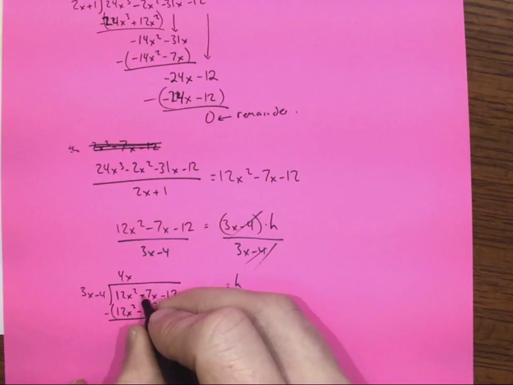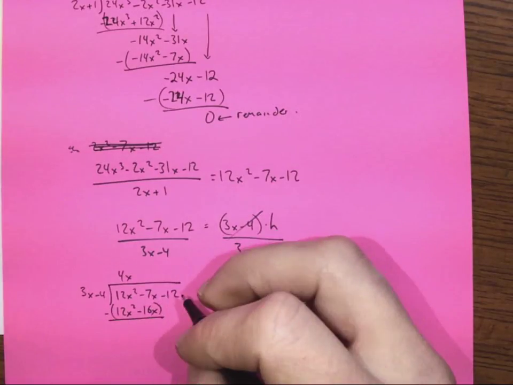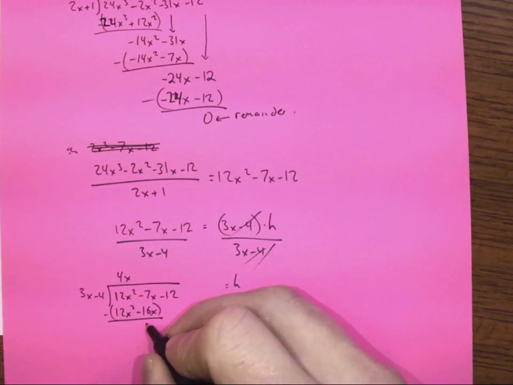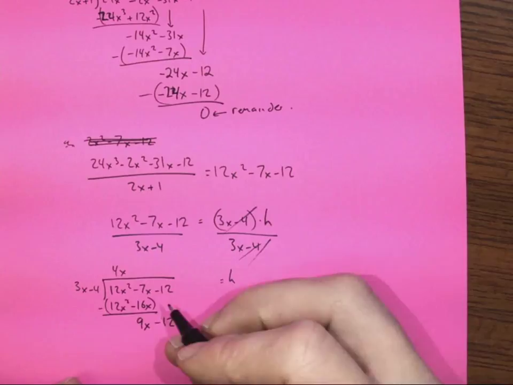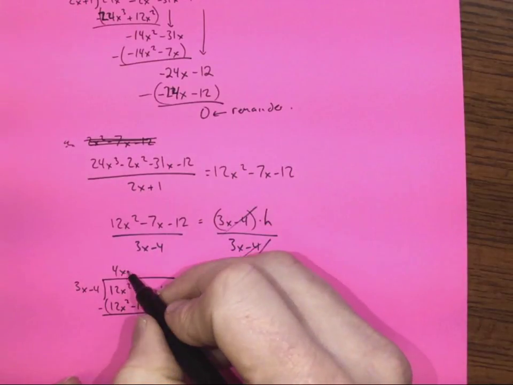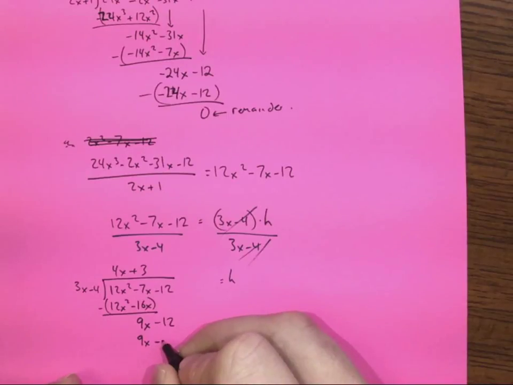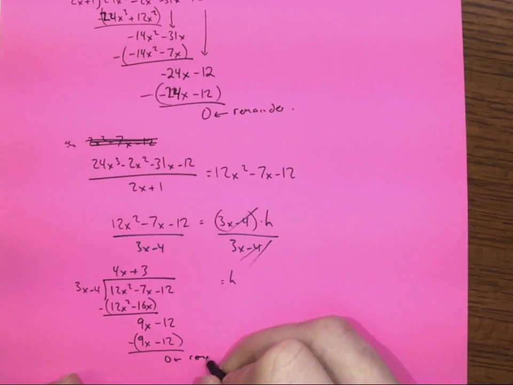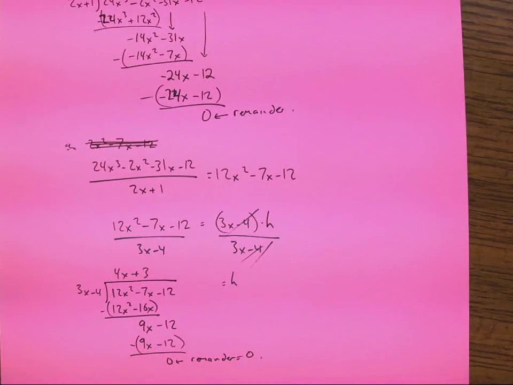And I get 0, negative 7 take away negative 16 is positive, like adding 16. So negative 7 plus 16 is 9x minus 12. 3x goes into 9x 3 times. And then I take away 9x minus 12. And again, I get a remainder equal to 0.